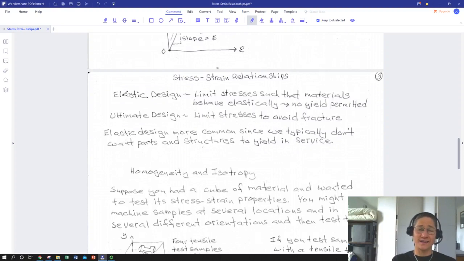Two ways to design. What we'll mostly be doing, elastic design, says design such that we are well below yield, and we'll be using safety factors. So, if a material yields at 100 psi, typically we'll design such that it never sees more than 50, and we have a 2x safety factor.